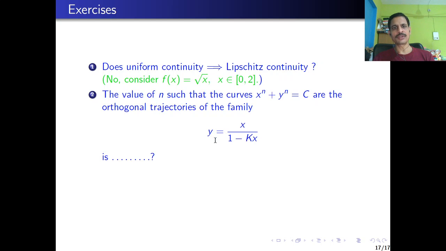The next question is about orthogonal trajectories. Find the value of n such that the curves x raised to n plus y raised to n equal to c are orthogonal trajectories of the family y is equal to x by 1 minus kx, where k is a constant. So we have to take this family, compute its orthogonal trajectories, and find out the value of n. Orthogonal trajectories are going to be of this form with a particular value of n.